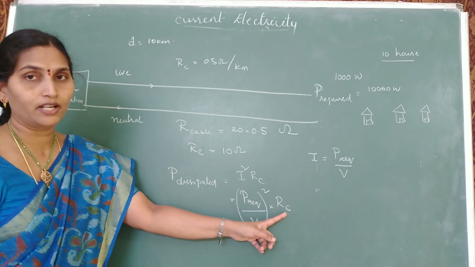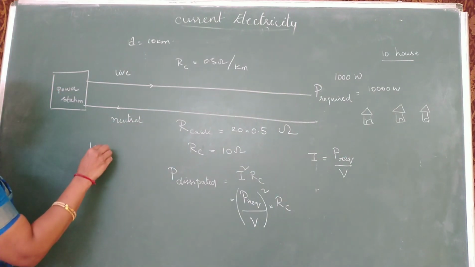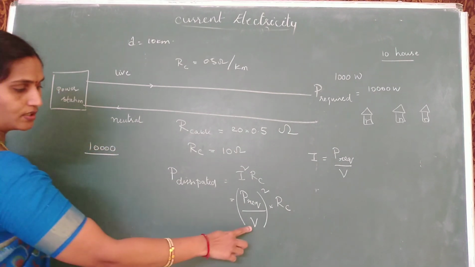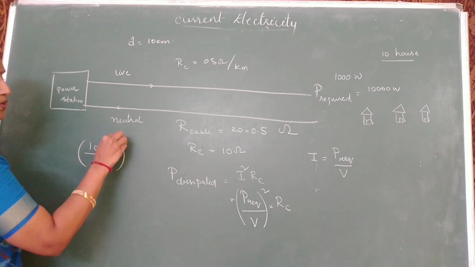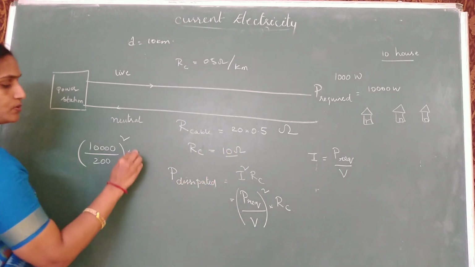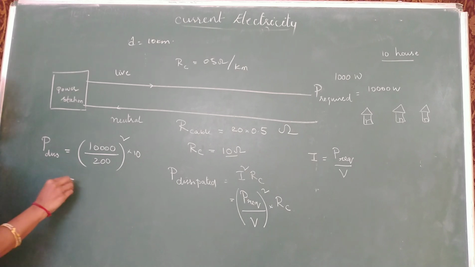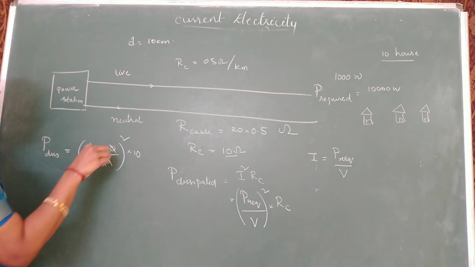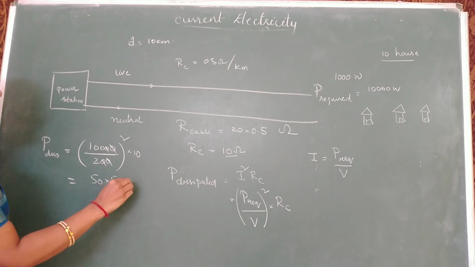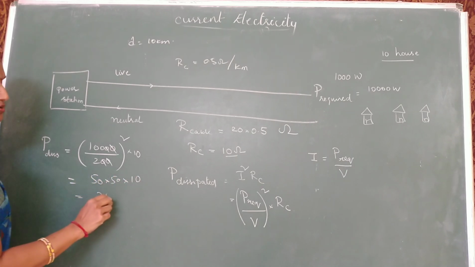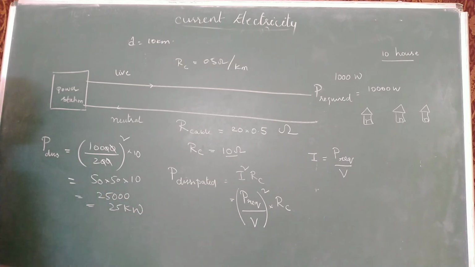So with this data, let us calculate how much power is lost during transmission, because we know all these particular values. What is the power required? I took 10,000, divided by, at what voltage are we supplying the current? 200 whole square, into resistance of cable. I took it as 10. So will this give me the power dissipated? See, what is the power dissipated? 100 by 2, it is 50, 50 square, 2500. That is 25 kilowatt.